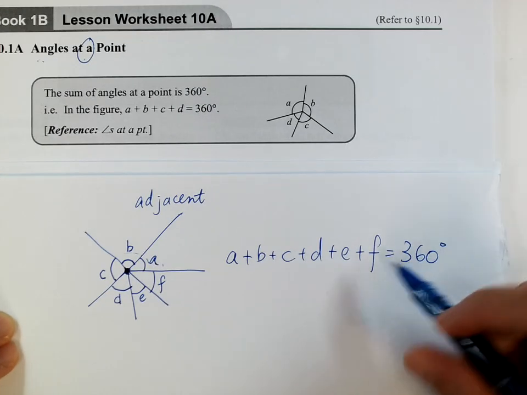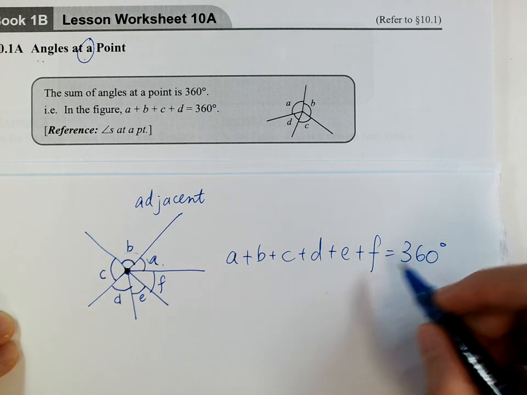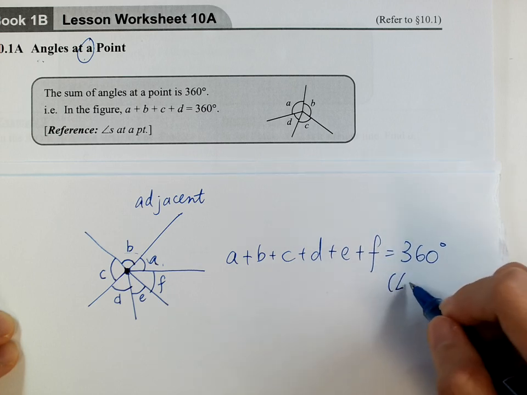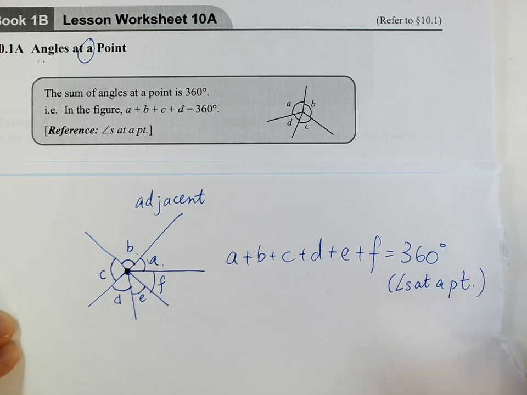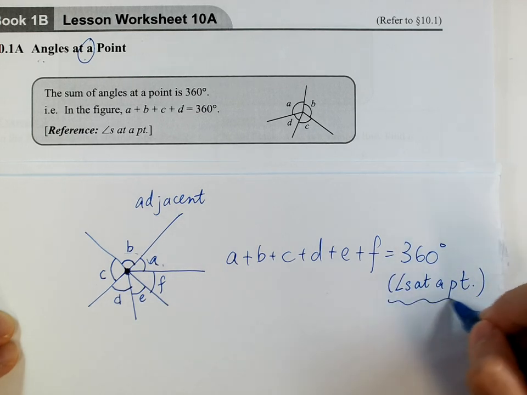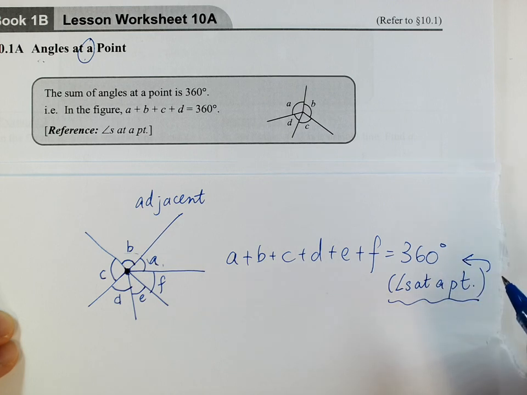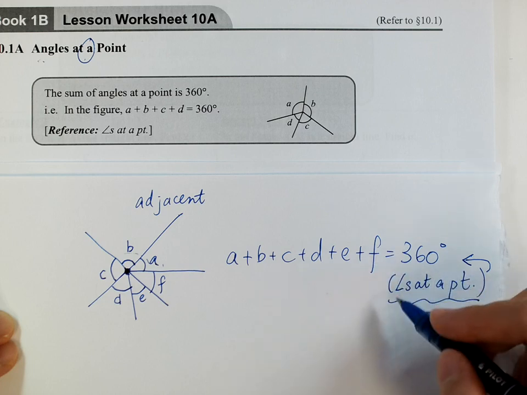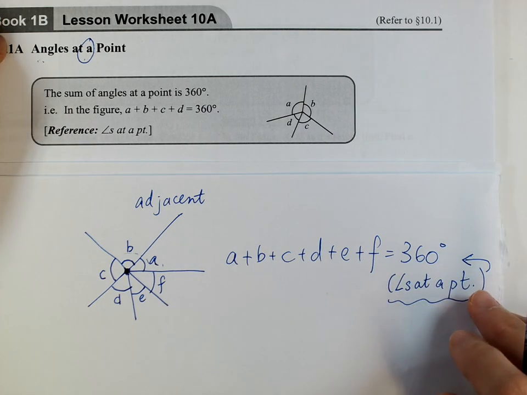Because this idea is not invented by us, it is invented by some mathematician, we need to write the reason, angles at a point. We should write the reasons right after the 360. I don't have enough space, so that's why I put it here. Usually we will put all this in one line. Let's do one more example.